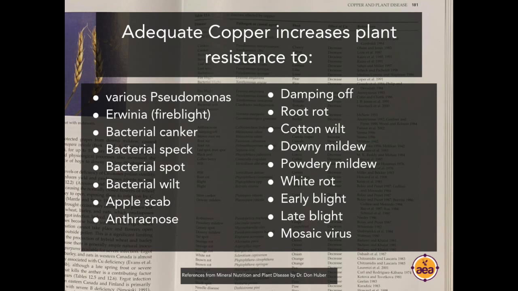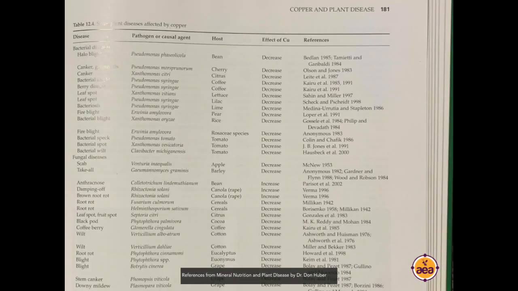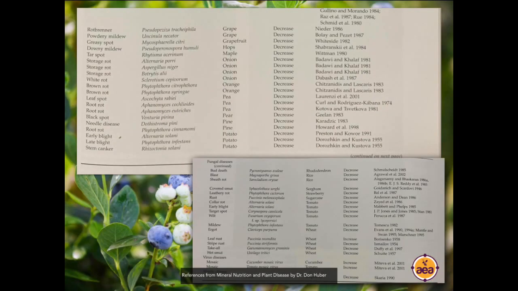So quite a long list of diseases, and then of course this list is just, I've selected the highlights from the list that was provided in the book I referenced earlier, Mineral Nutrition and Plant Disease. And this is the second page, and there's also additional references in the text that are not listed on the table. So there's quite an extensive list of diseases that these minerals can produce resistance to.